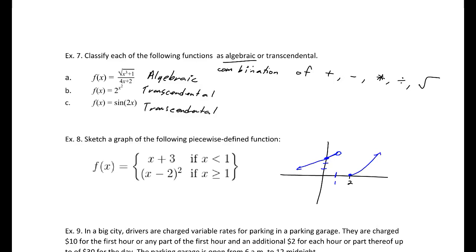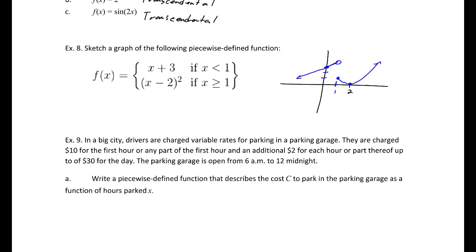Now, it is going to come up to the point, if I evaluate that at 1, that is 1. So it's actually going to do something like that. Notice it's equal to on the quadratic side of things, and an open circle or open dot on the left side at the linear function.